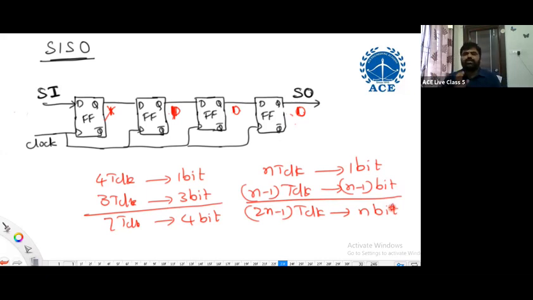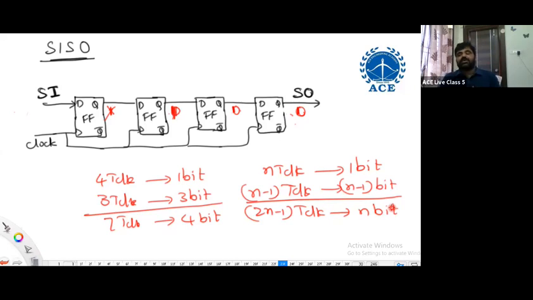Simple thing. Bit by bit serially, we are feeding. To feed 4-bit data, 4 clock cycles. But by that time we are getting 1 bit at the serial output port. So to get the remaining 3 bits, we need to apply 3 more clock cycles. So 4 plus 3 is 7 clock cycles for a 4-bit register.